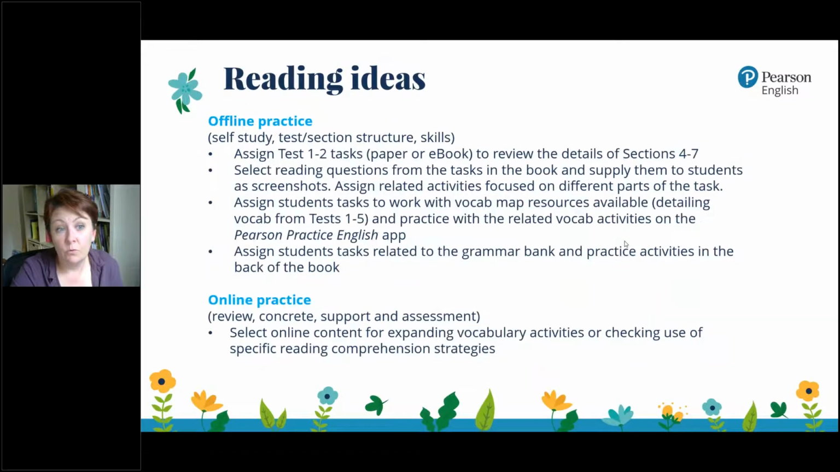The same thing for reading. Reading, and there's lots of different ways that you can work on reading, both offline and online. So you might want to assign some of the paper tasks in the book for students to review at home. You might want to have them work on some of the bank stuff.